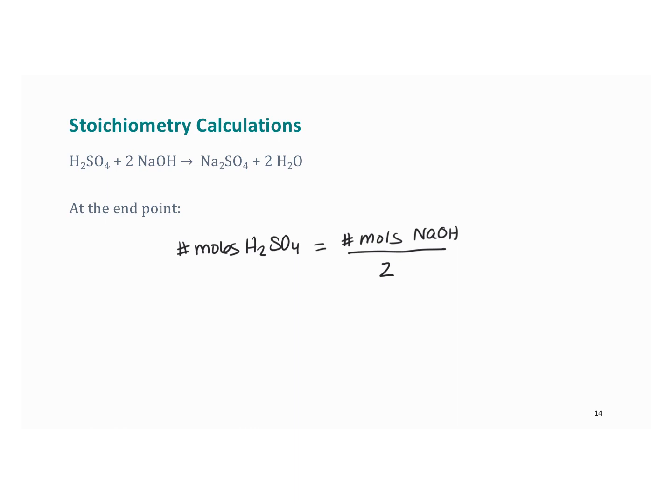And so that's a way that we can talk about that. We can also write this as a mole ratio that says, hey, look, for every 2 moles of NaOH, you need 1 mole of H2SO4, right? Or for every 1 mole of H2SO4, you need 2 moles of NaOH to neutralize it. That's another way to say it.